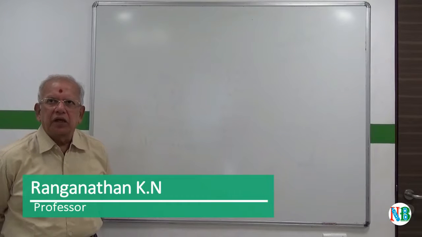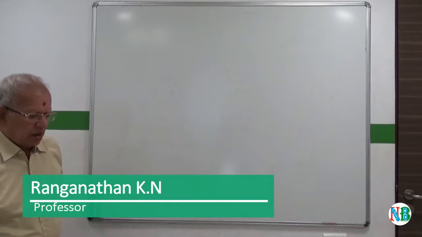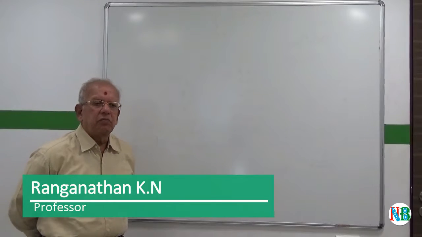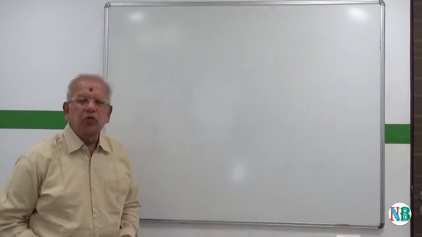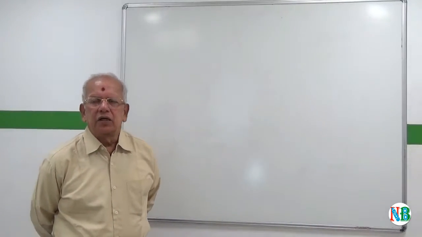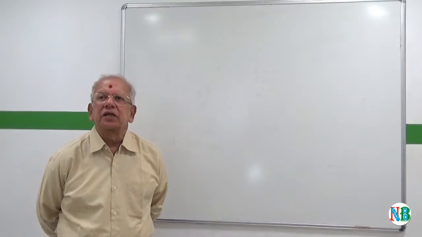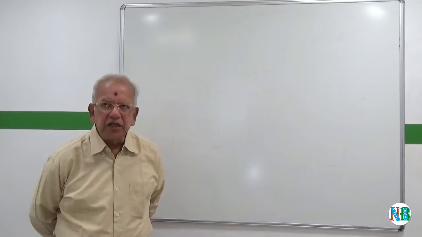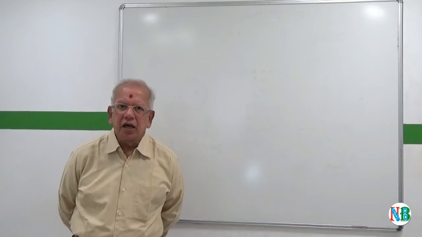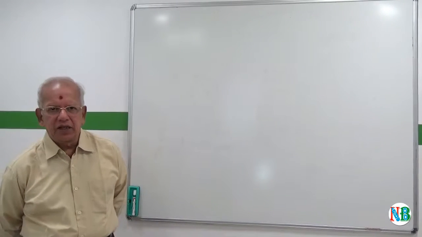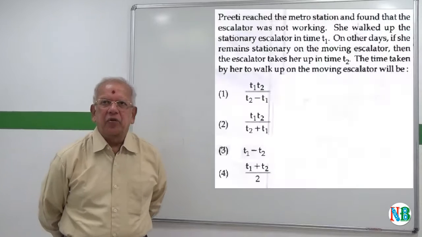This is a problem on kinematics. A particle, or a person, or a body moving with uniform acceleration and along a straight line. It seems this problem appeared in NEET recently. So let me read the problem.